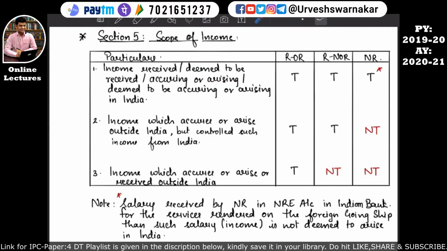No, because what is this table teaching us? This table is teaching us income received, or income accruing or arising, or income deemed to be received or deemed to be accruing or arising in India. That means if any income is earned in India, then only it will be taxable in India. I hope this is quite clear.